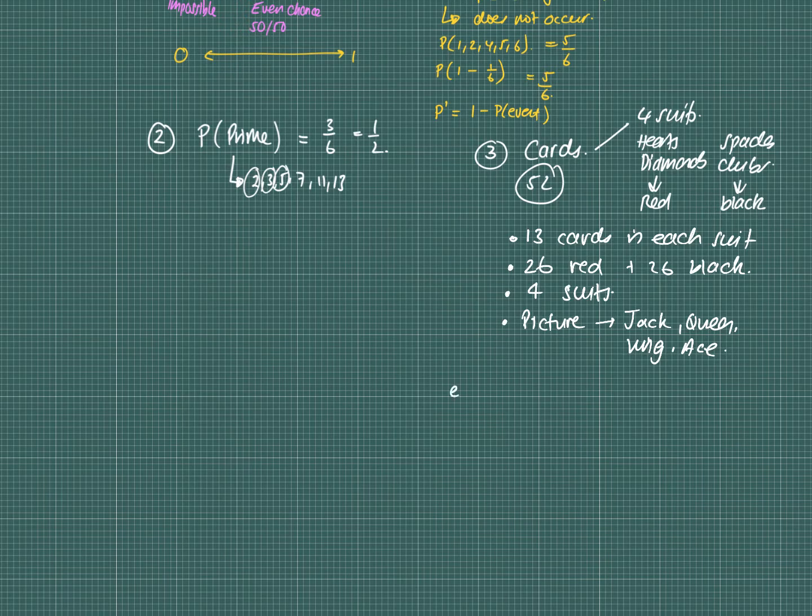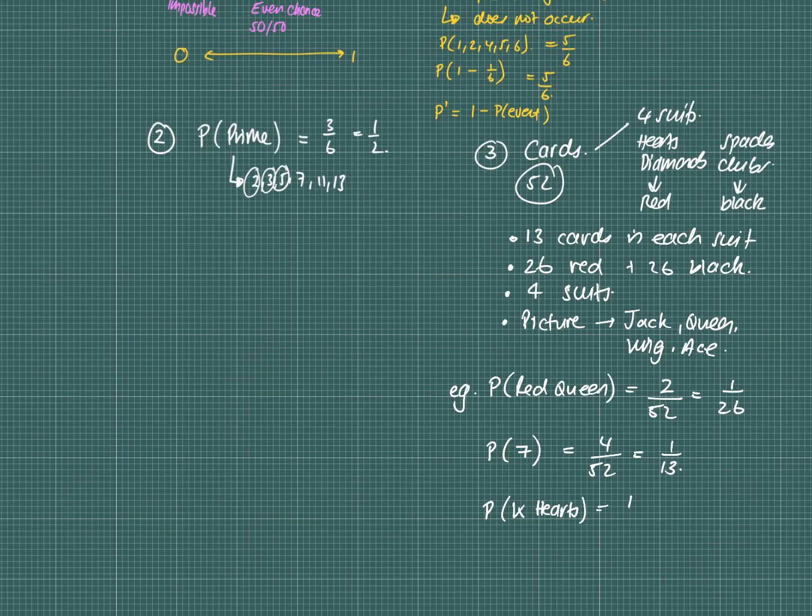So for example, to finish us off, it might say, what's the probability of getting a red queen? Going back as a recap, the favourable outcomes, well, there are 2 red queens: a queen of hearts and a queen of diamonds. There are 52 cards in a normal deck, therefore there is 1 in 26 chances. What's the probability that I get, let's say, a 7? Well, there are 4 sevens in a normal deck of cards, therefore I have 1 in 13 chances. They might ask what's the probability of getting a king of hearts? Well, there's only 1 king of hearts in the normal deck of cards, so we get 1 in 52.